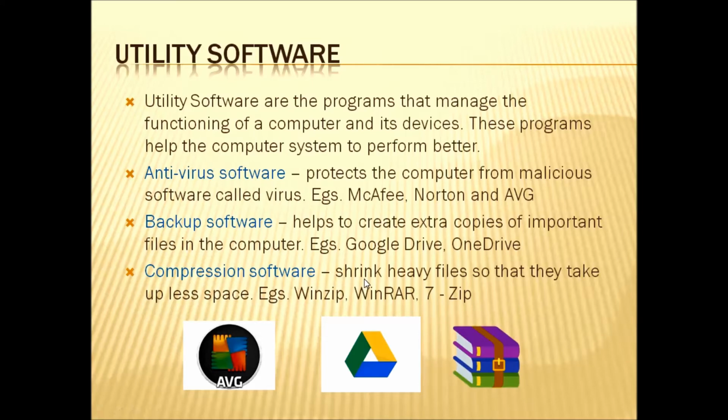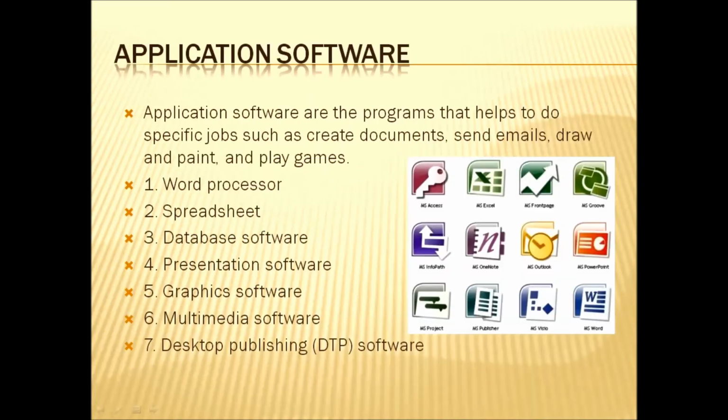Make the file size smaller so that only less space will be occupied in the computer system on saving it. For example, WinZip, WinRAR, 7-zip. This is the picture of WinRAR, compression software called WinRAR. Understood, children? Children, now you all will be clear with what is system software. We'll move on to the next type of software called application software.